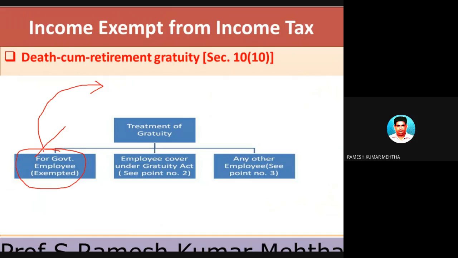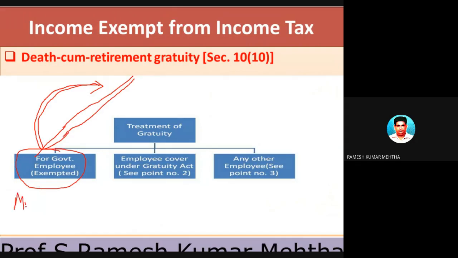So please remember, when we discussed income from salary and retirement benefits, I spoke comprehensively about gratuity, pension, leave encashment, the maximum amount which is exempted from tax, the rules and regulations, and other details. But still, we will cover a part of that discussion here, while discussing income which is exempt from tax under section 10. So if a government employee is receiving gratuity at the time of retirement, then it is fully exempted from tax.